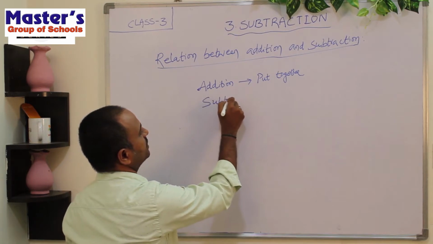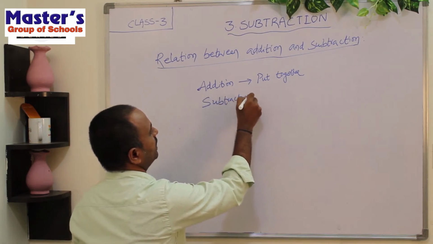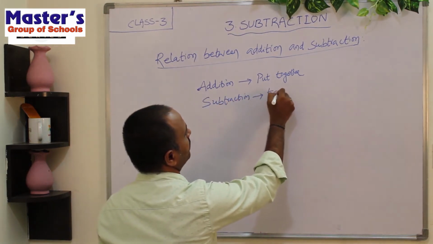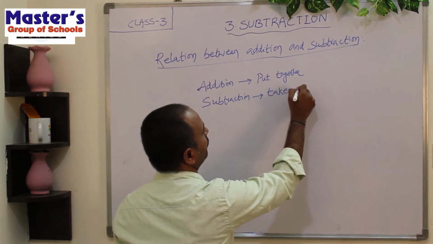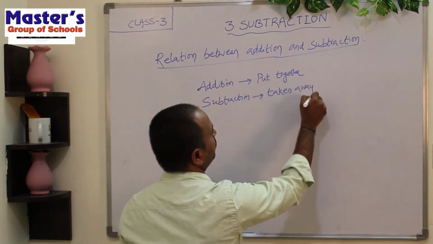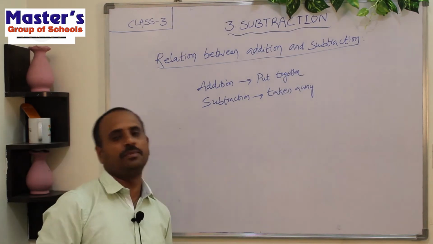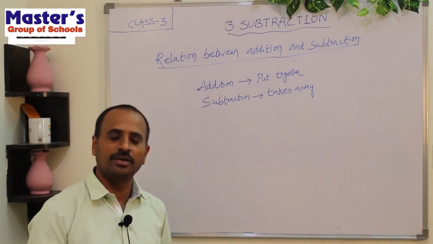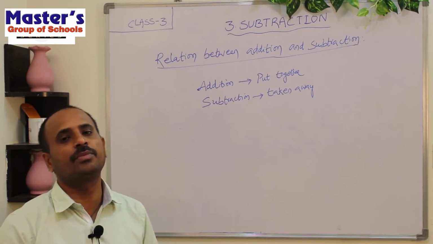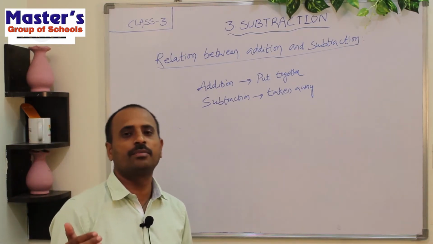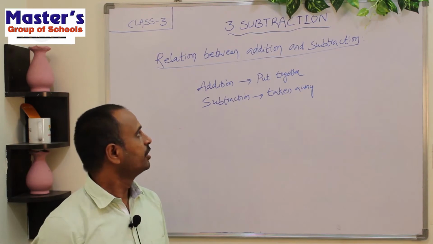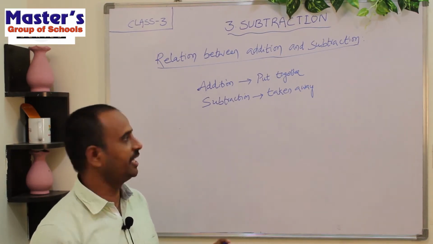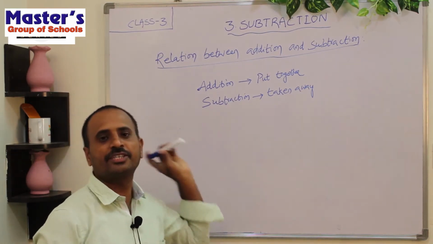Subtraction means taken away. That means we will take away some objects from the given total number of objects. So if we take away some objects or some numbers from the given total number of objects or numbers, that is subtraction.